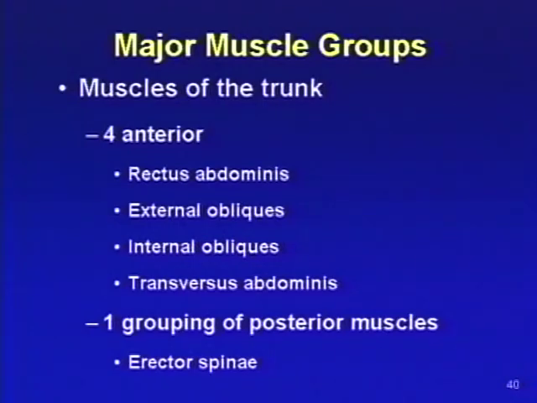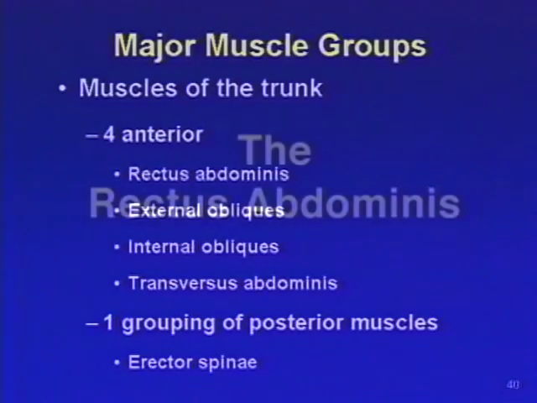It is now time to move on and talk about the muscles of the trunk. We'll talk about 4 anterior muscles, meaning the anterior abdominal wall, which are the rectus abdominis, the external obliques, the internal obliques, and the transversus abdominis. And then we'll talk about one posterior grouping of muscles, and we'll refer to those as the Erector Spinae.